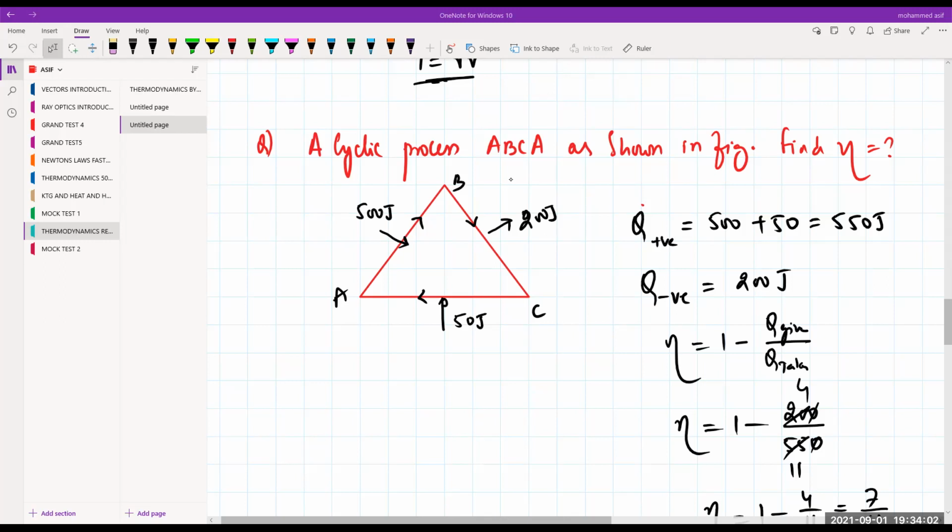The assignments which I sent you on thermodynamics, please try to complete those assignments also. They are really very good assignments.